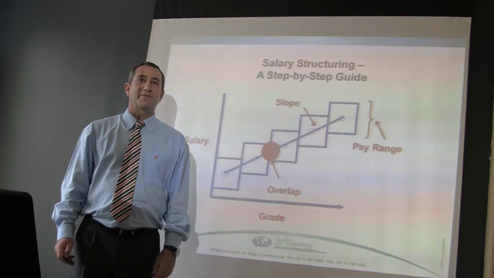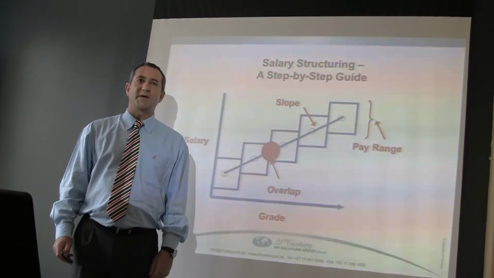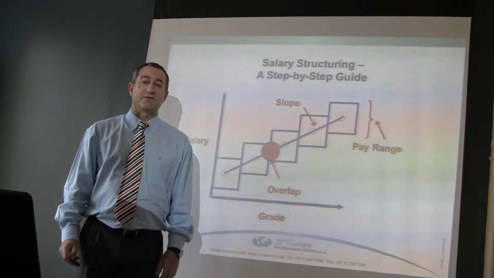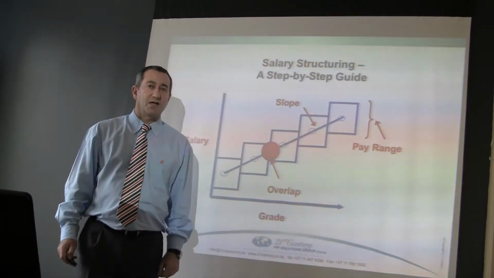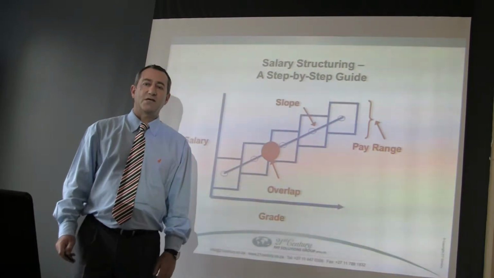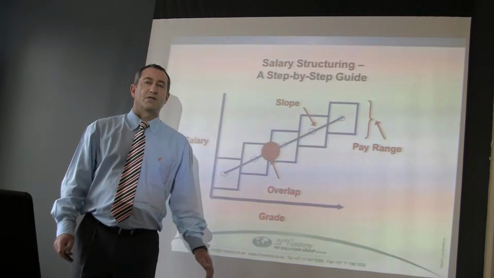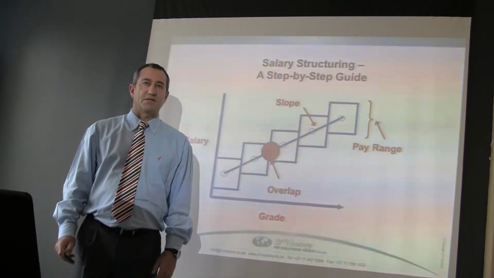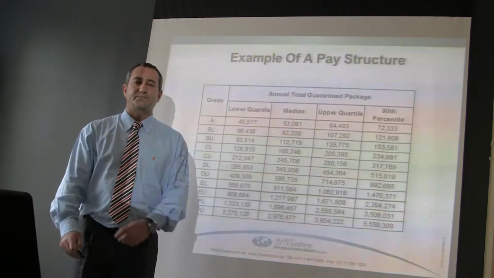This executive summary video presentation is on salary structuring. For more detailed information, please attend our full-day training course with leading experts in the field. This in front of you is what a salary structure looks like. Some of the key things associated with the salary structure are grade, the salary itself, the slope, the range overlap, and the range itself. This short presentation talks you through some of the highlights.